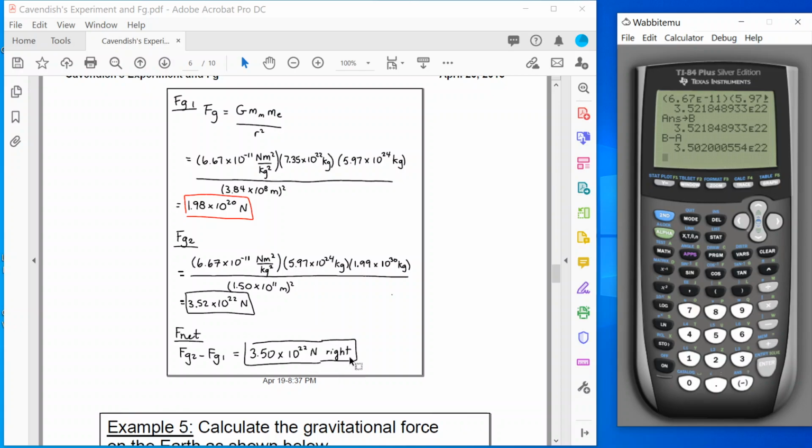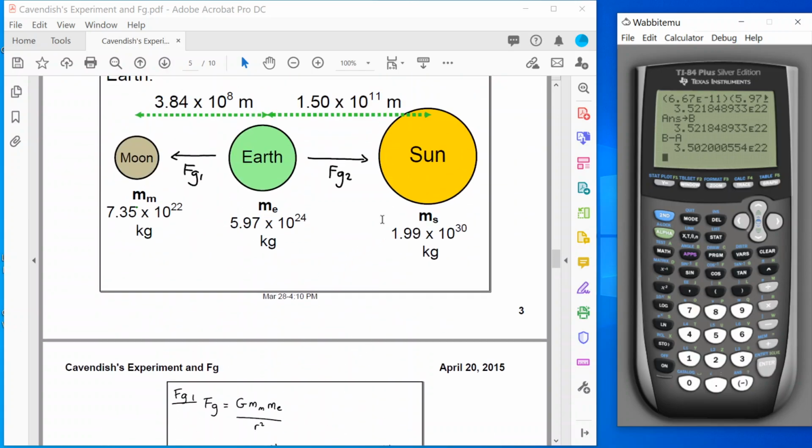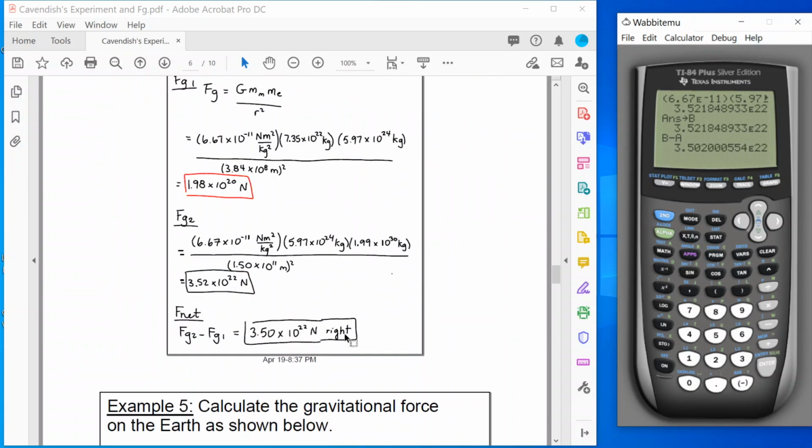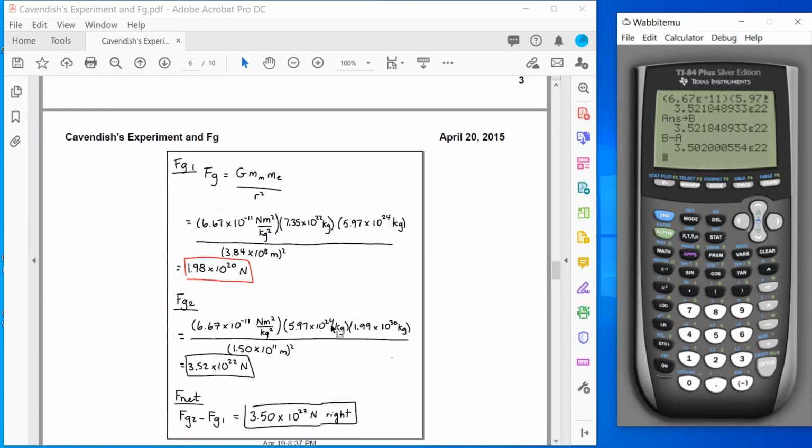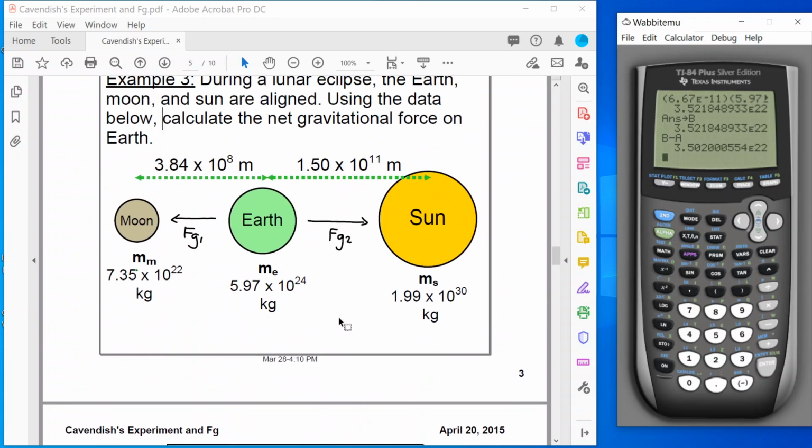Now to get the direction, when you do the bigger minus smaller method, the direction is just the direction of the bigger force. So because the bigger force was Fg2 and Fg2 points to the right, that's where I got to the right from.